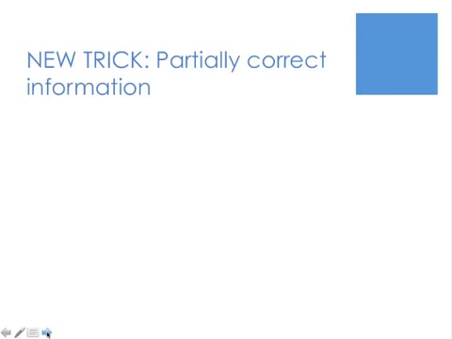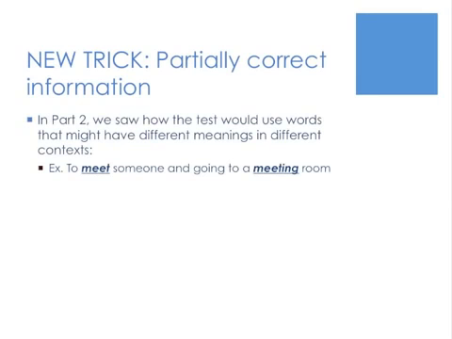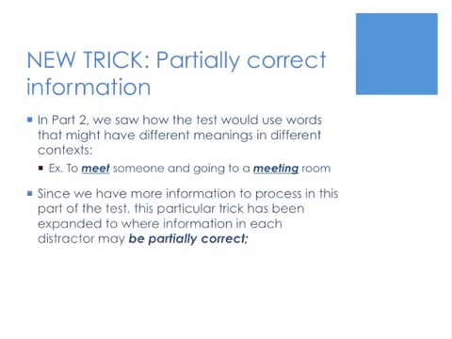So first off, let's look at some of the new tricks this time. A trick that we're going to refer to as partially correct information. Now, in the question and response section, we saw how the test would use words that might have different meanings in different contexts. For example, one of the tricks we noticed in the previous video was the fact that to meet a person isn't necessarily the same as going to a meeting room. The words themselves look the same, or at least have a similarity, but they don't necessarily mean the same in this context. So now in this particular part of the test, we've expanded this a little bit more.